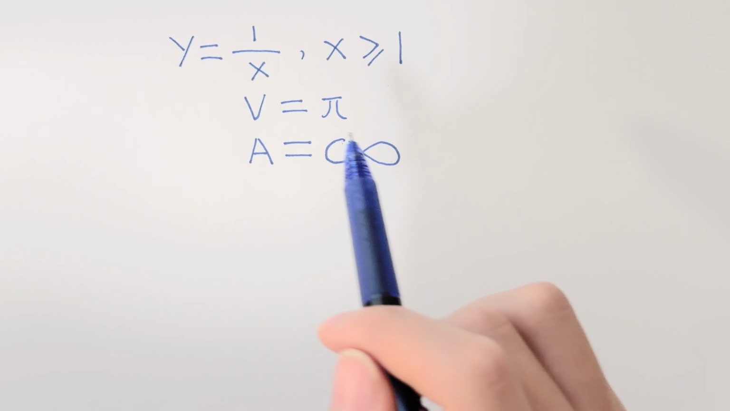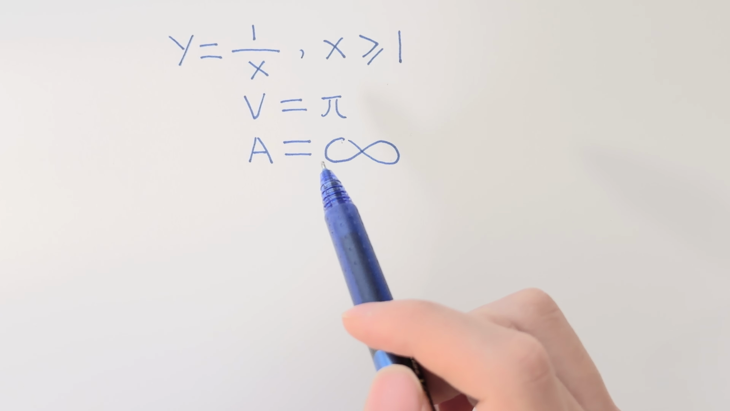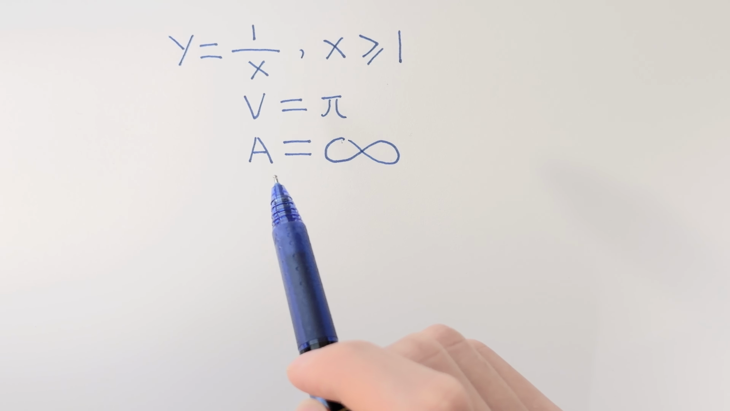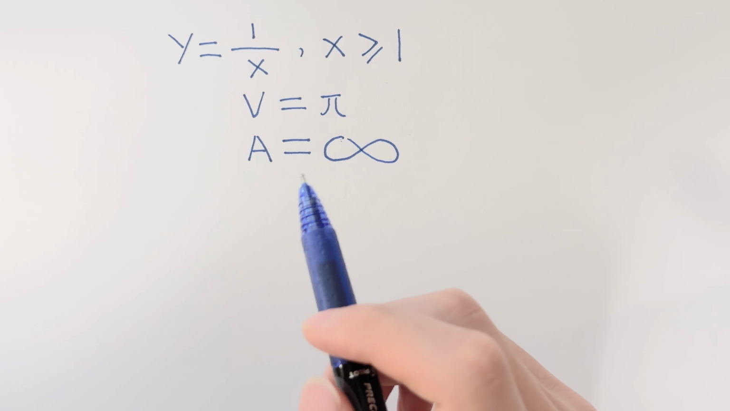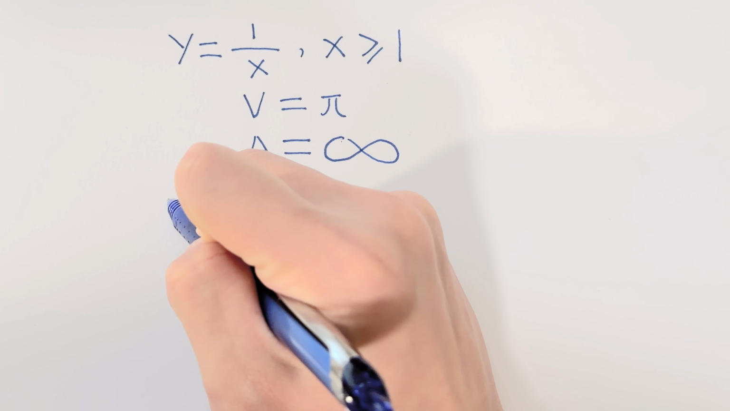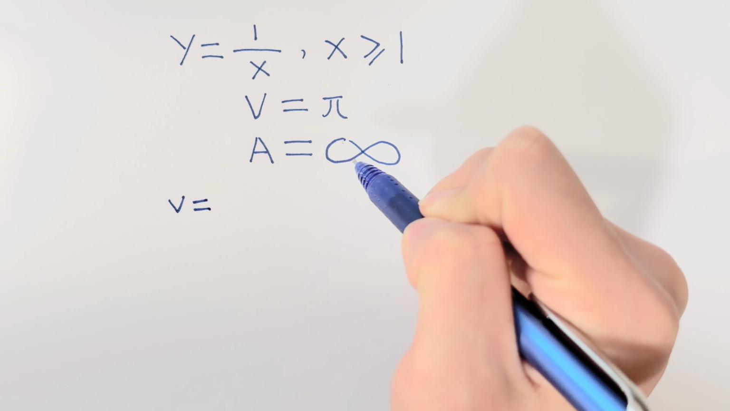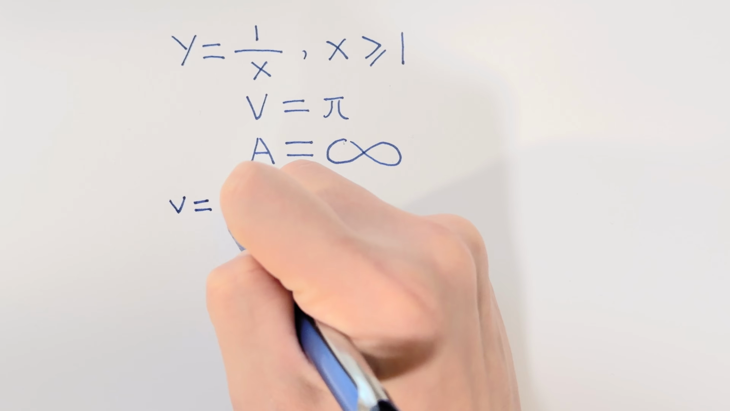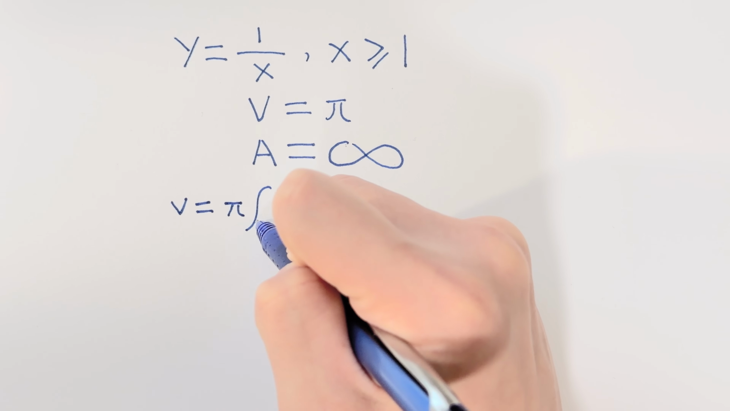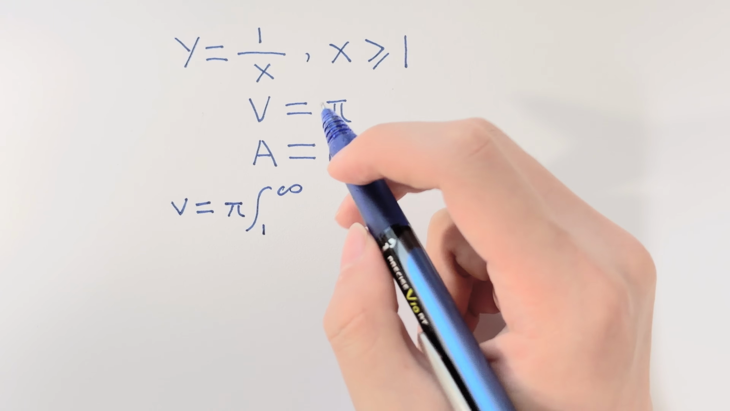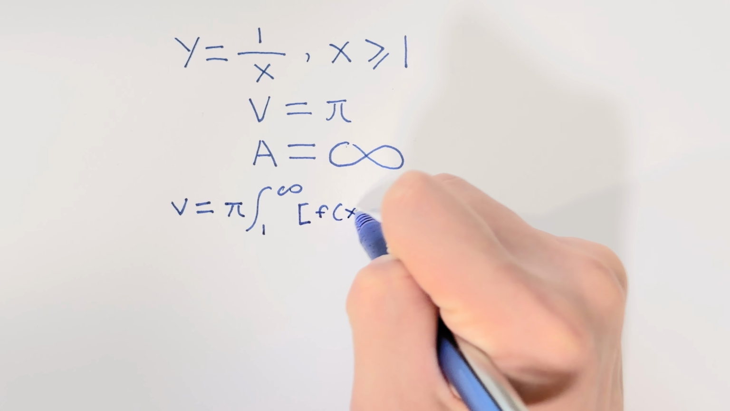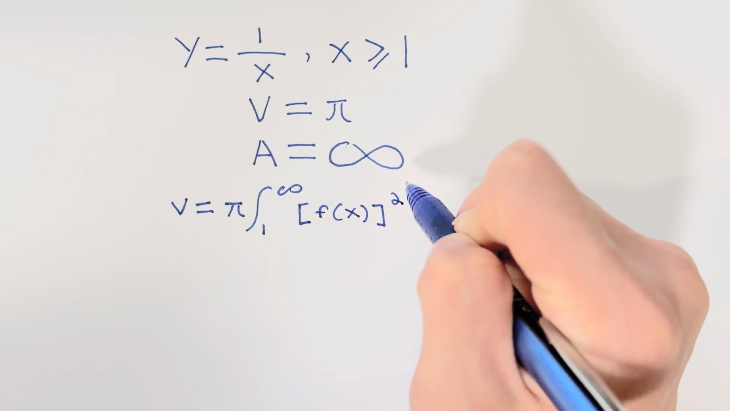First, let's calculate the volume. How much paint does this hold? We use the disk method, adding an infinite number of tiny circular slices. The radius of each slice is our formula y. The formula for volume is V equals pi times the integral from 1 to infinity of f(x) squared dx.